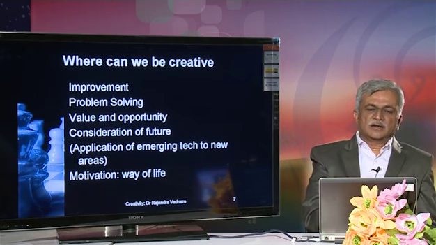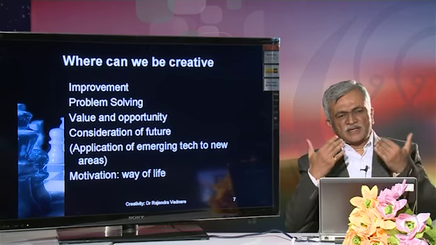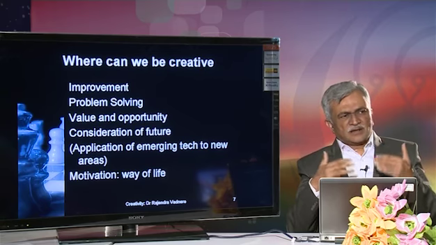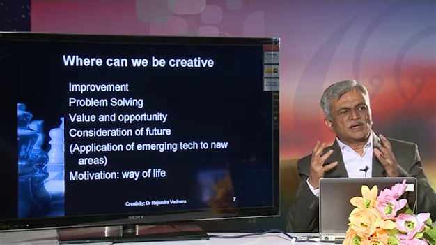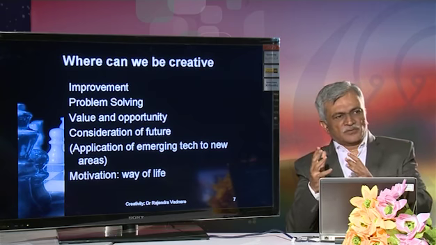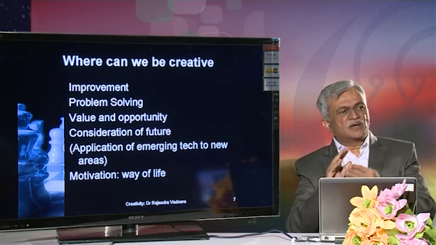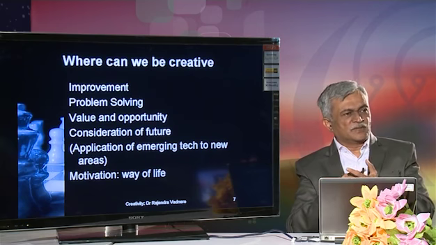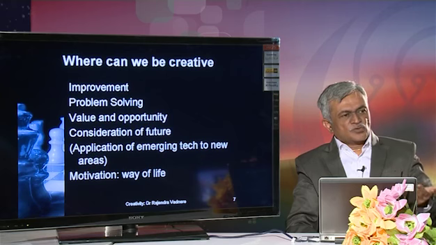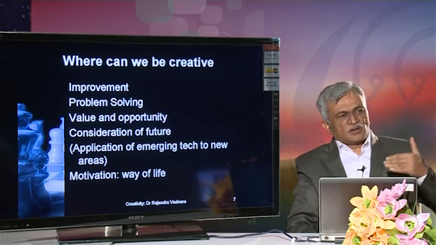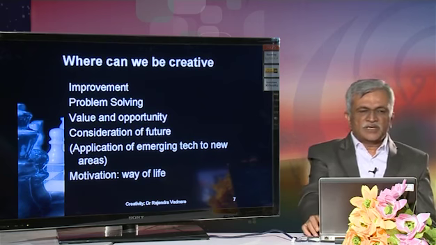Another area is motivation. You can be motivated, you can keep on applying the techniques of creativity, and then you will always be looking at new areas in which you can be creative. When it becomes a habit, creativity may become your way of looking at life, asking what is the meaning of it, how is it going to help me. Suppose you keep on building that kind of habit, that habit is going to change the way you live your life.